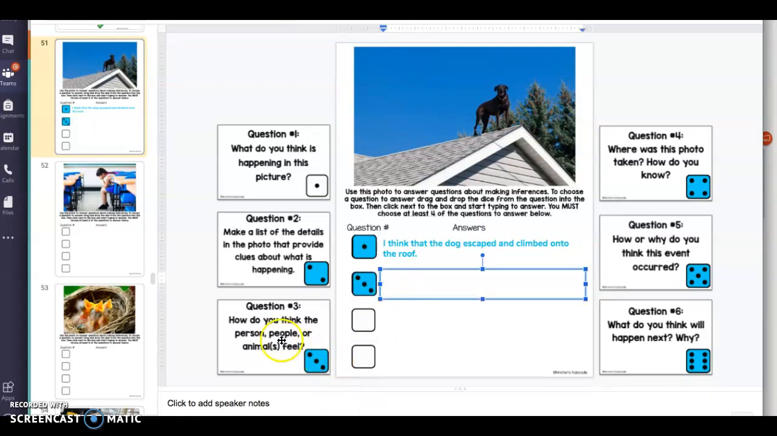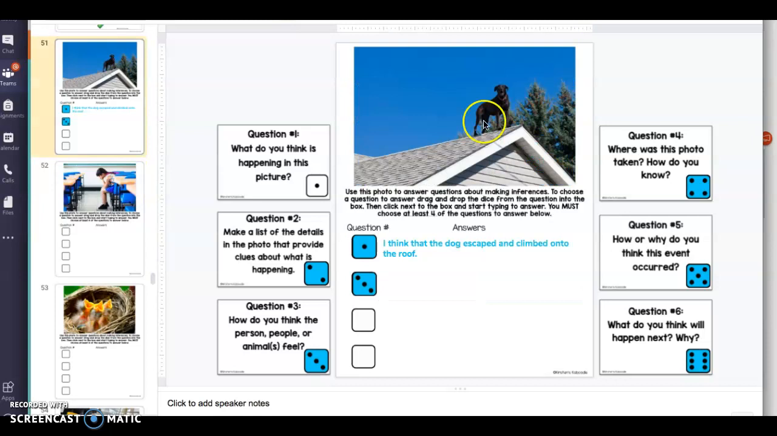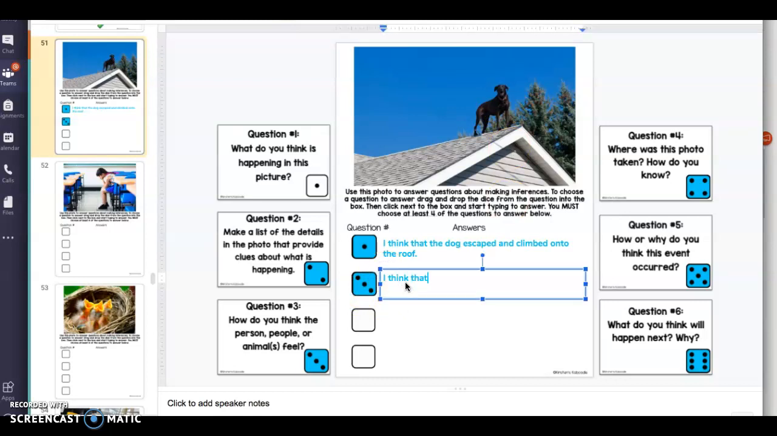Okay. How do you think the person, people, or animals feel? Well, if I look at this dog, it almost looks like he's barking and howling. So I think that the dog may be scared to be up so high.